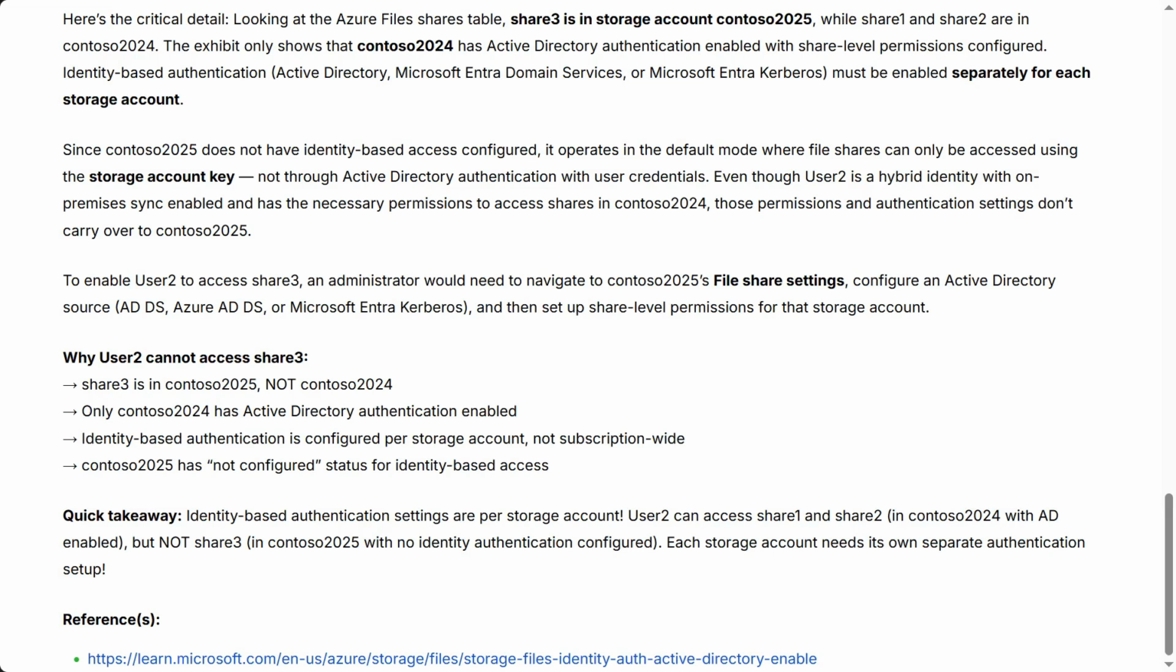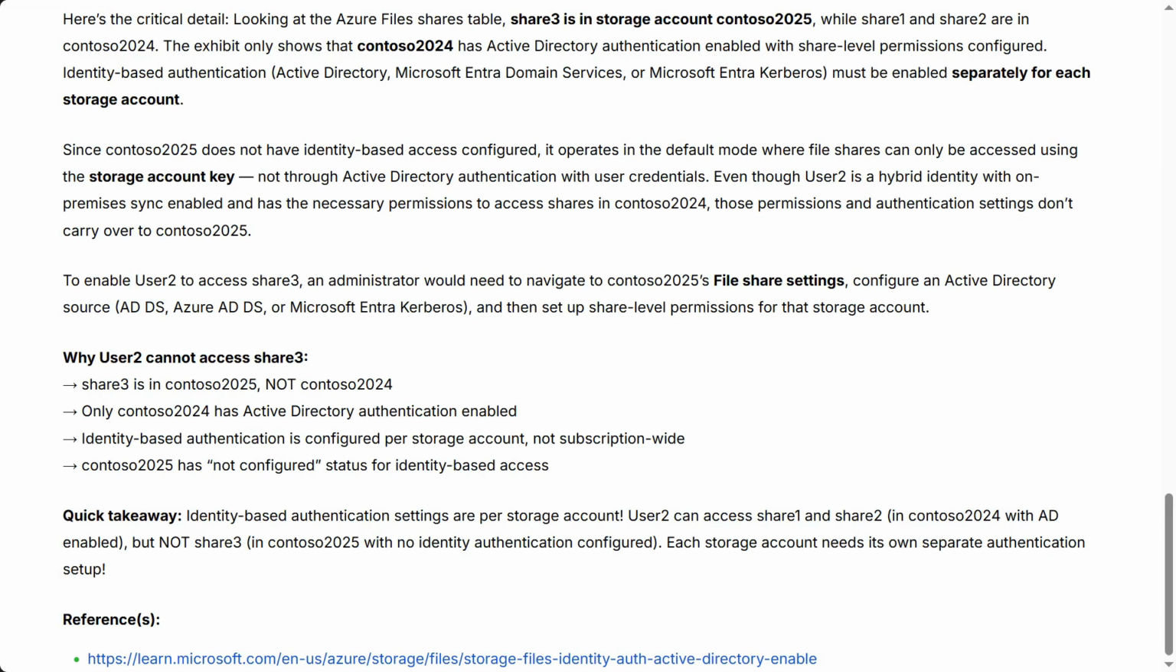Why can't User 2 access Share 3? Share 3 is in Contoso 2025, not Contoso 2024. Only Contoso 2024 has Active Directory authentication enabled. Identity-based authentication is configured per storage account, not subscription-wide. Contoso 2025 has not configured status for identity-based access.